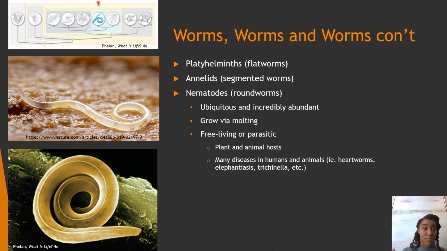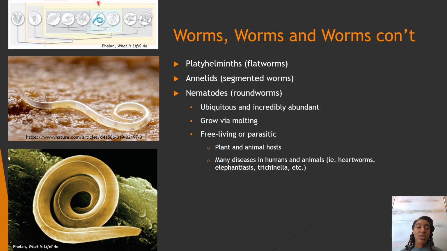They do grow via molting. So this is the only group of worms that need to molt in order to grow. And they can be free living or parasitic. So there are some free living versions that will basically just hunt and eat different bacteria in order to survive. And there are parasitic versions that can parasitize both plants and animals.